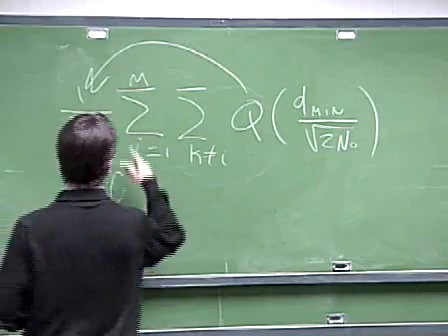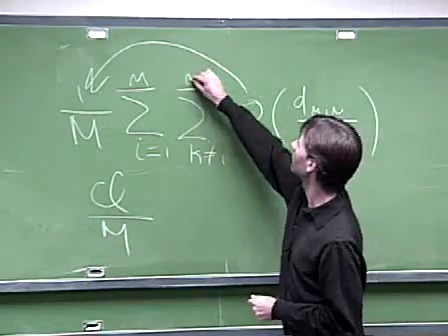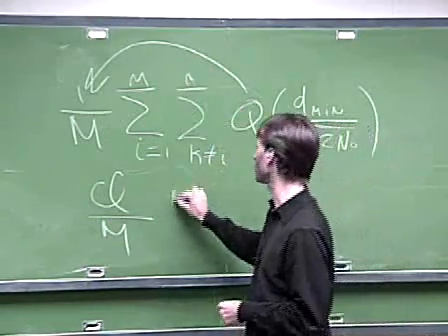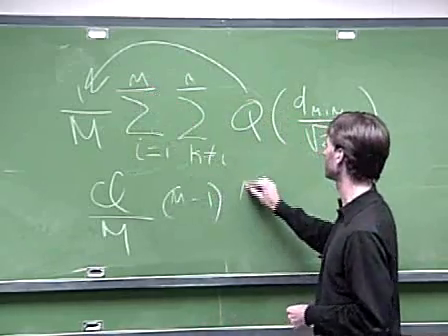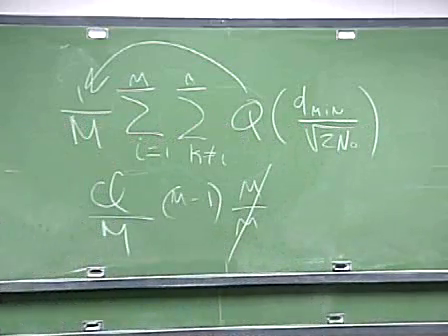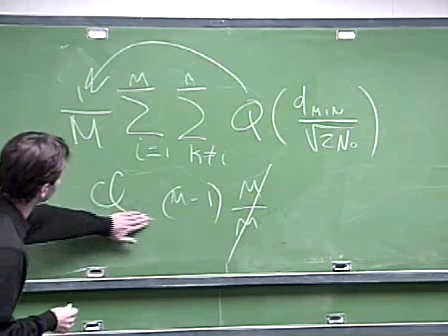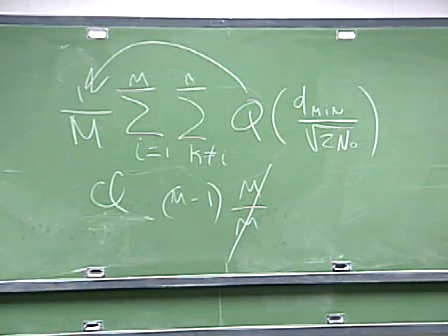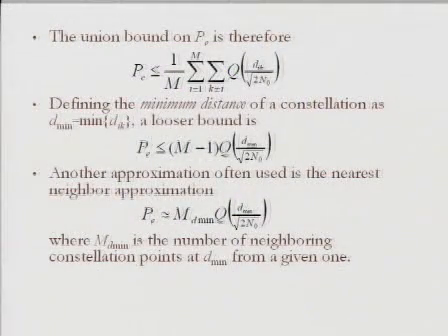Okay, so we have the Q function divided by m times these summations, and now this summation goes from 1 to m except for i, right? So it's m minus 1. The summation goes from 1 to m, so it's m. We have 1 over m. So it comes down to being m minus 1 times the Q of d_min over root of 2 N0. So it's a more compact bound, but it's not so tight.